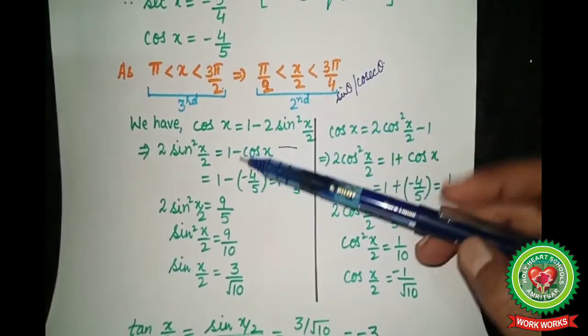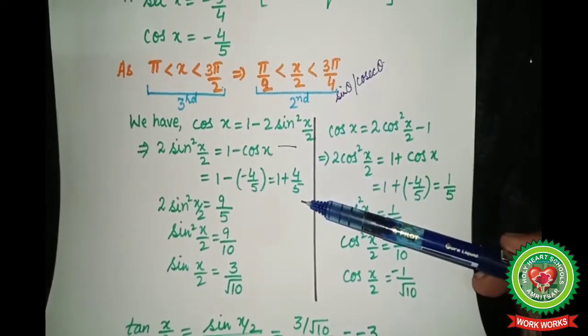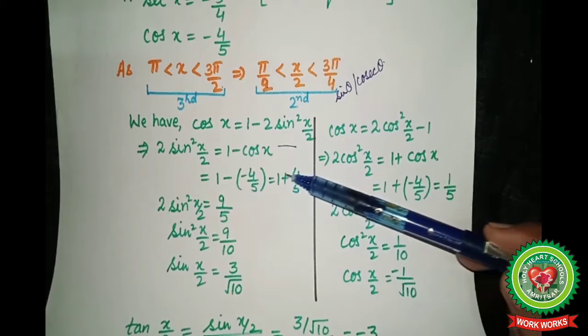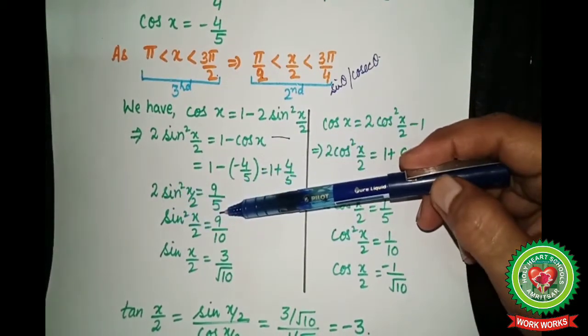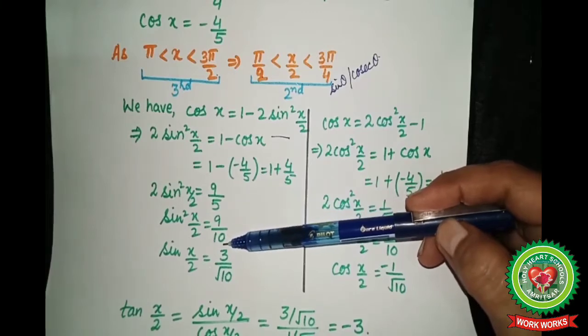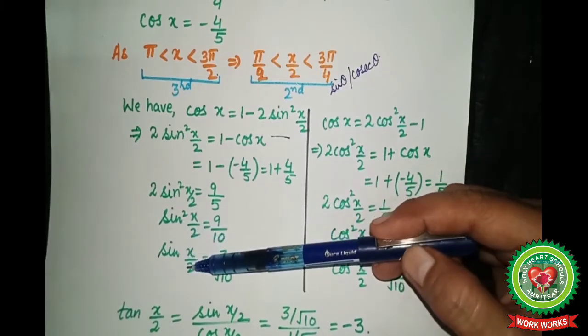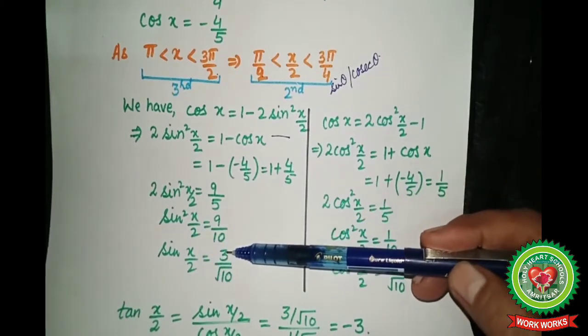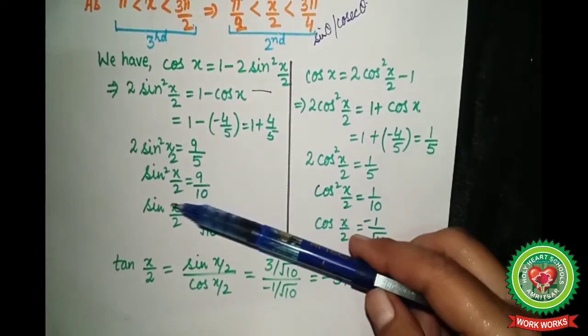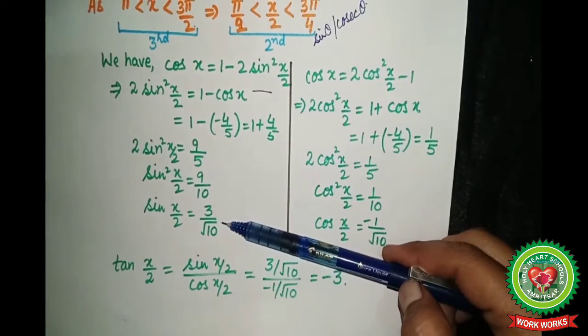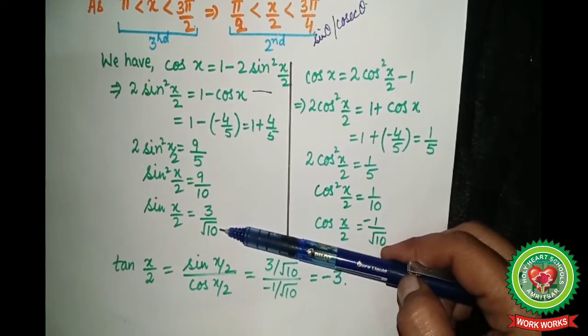So put the value, it will become 1 plus 4 upon 5. On simplifying, 5 plus 4, it is 9 by 5. Now shifting 2 to this side, we get 9 upon 10. On taking the square root, sin x by 2 will become equal to 3 upon root 10. We take the positive value only because in the second quadrant sin is positive.